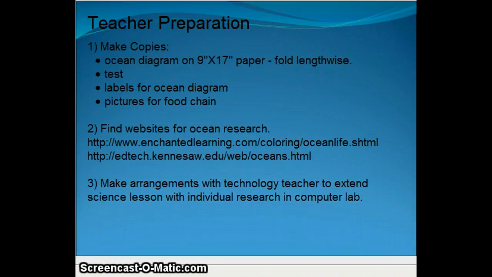For teacher preparation, several copies will be needed. The main one will be an ocean diagram on a 9 by 17 inch paper folded lengthwise. The ocean diagram will be on the top flap, and underneath will be lines for writing. We'll also need a test and labels for the ocean diagram, and also pictures for constructing their food chain.